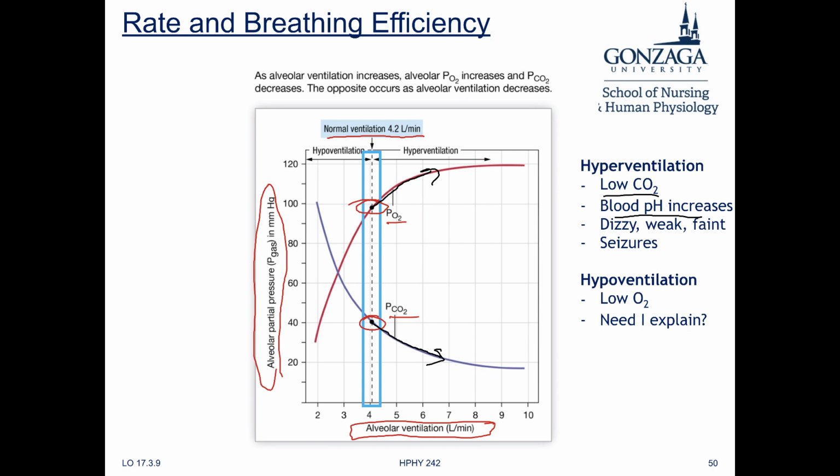And then obviously with hypoventilation, when our breathing rate decreases, the partial pressure of oxygen drops and the partial pressure of CO2 increases. This one you're probably more familiar with. Low O2 problems: should I have to explain the dangers there? Hopefully not.